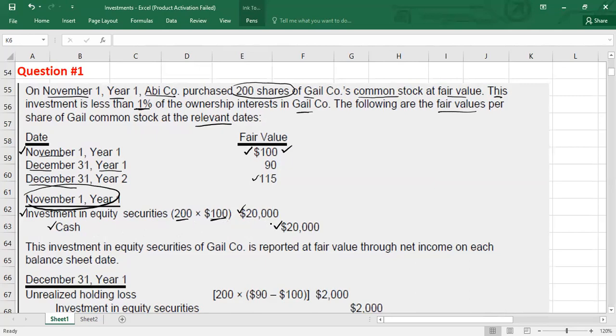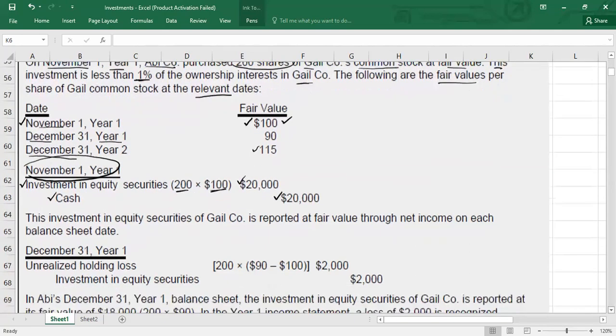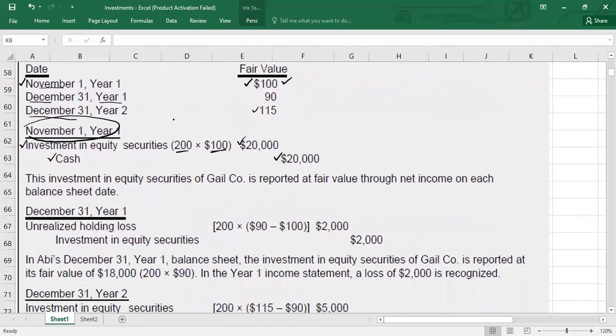and credit cash by 20,000. Now, at the balance sheet date, please don't forget, your market value is $90. You purchased at 100 but the market value is 90, so you have a loss of $10. This is an unrealized loss. To calculate the total loss, you multiply by the number of shares, which is 200 shares. Total loss will be 2,000.